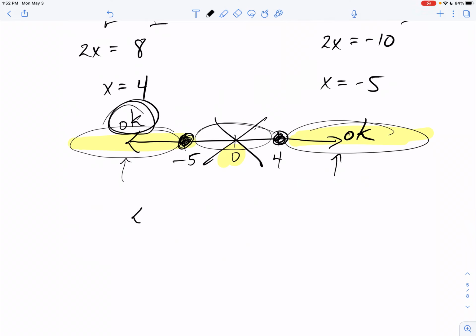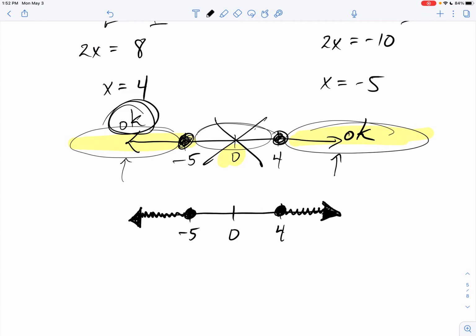Now, on a number line, this looks kind of weird. Let me just pretty it up, but you can basically see what the answer is. This would be a 4, closed circle, and it's everything bigger than that. So we just would color it in on this side. And then over here, negative 5, closed circle. Everything less than that, so we would color everything over here in.